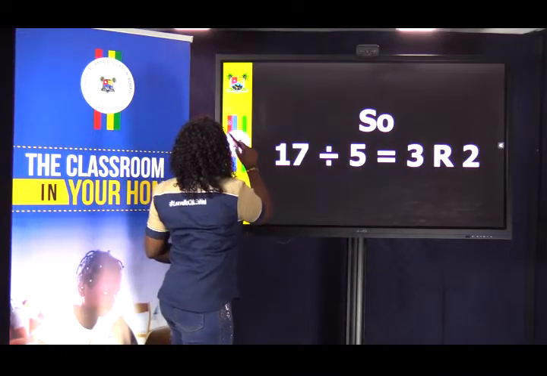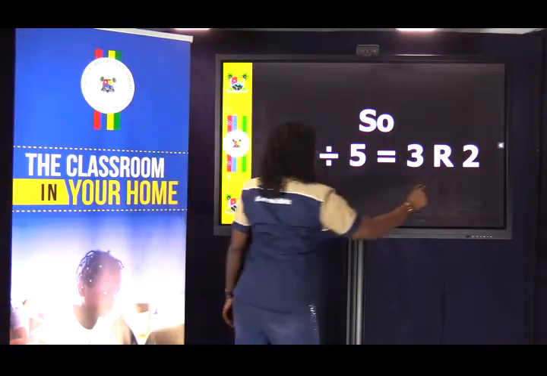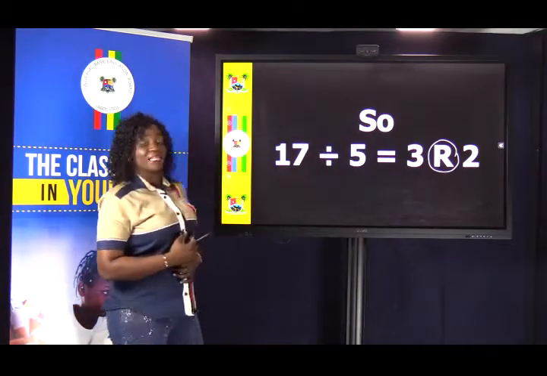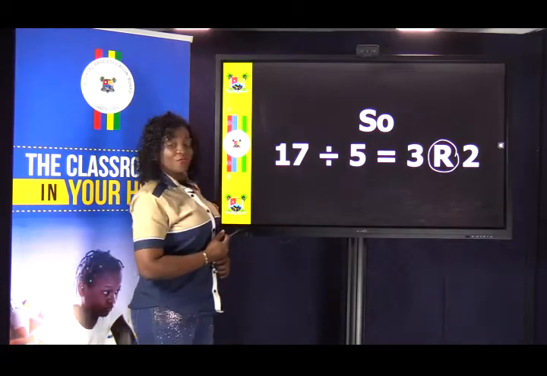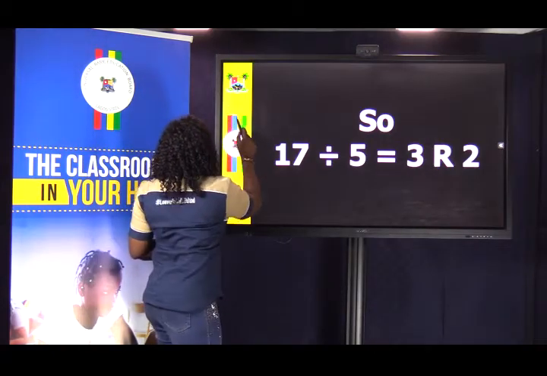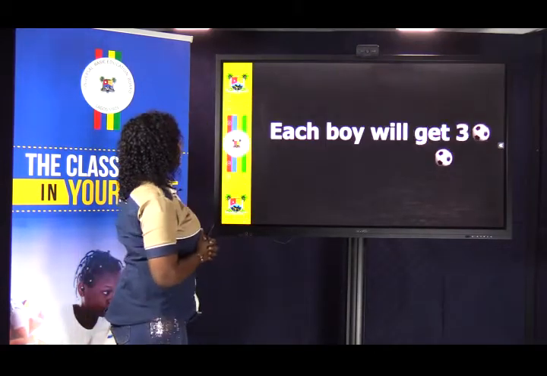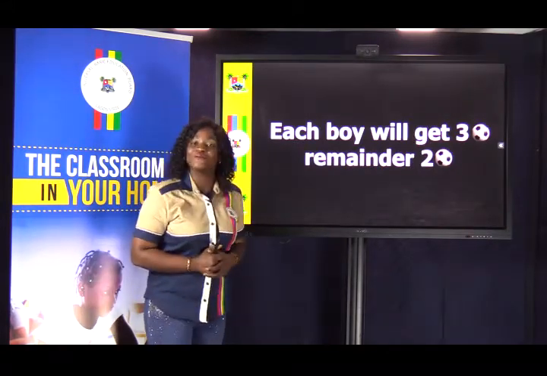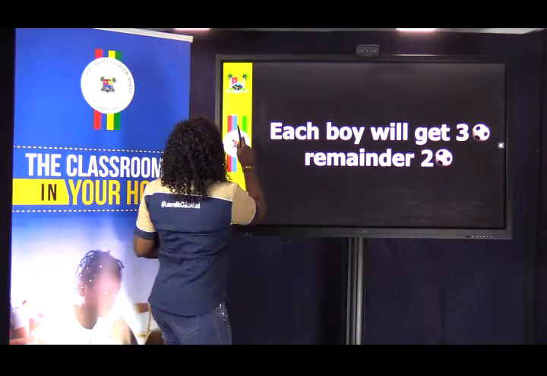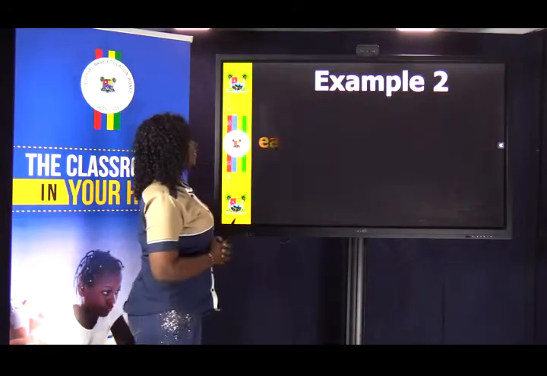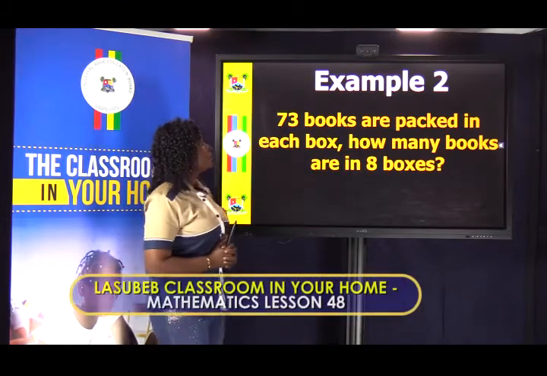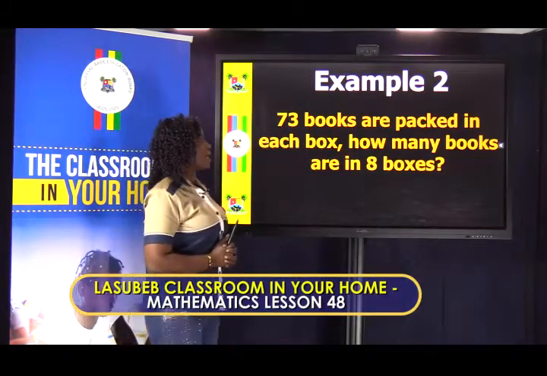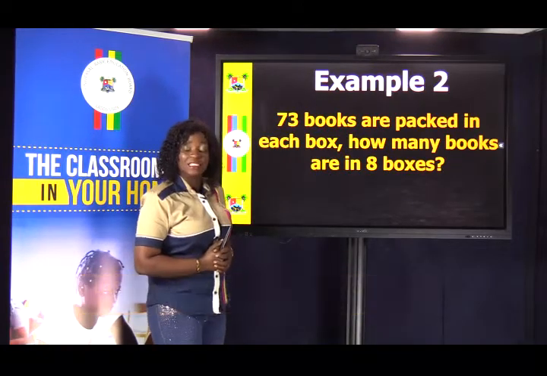Remember in the last lesson I told you, anytime you see this R, it denotes remainder. So 17 divided by 5 is equal to 3, remainder 2. Each boy will get 3 balls, and we will have 2 balls left. Example 2. 73 books are packed in each box. How many books are in 8 boxes?